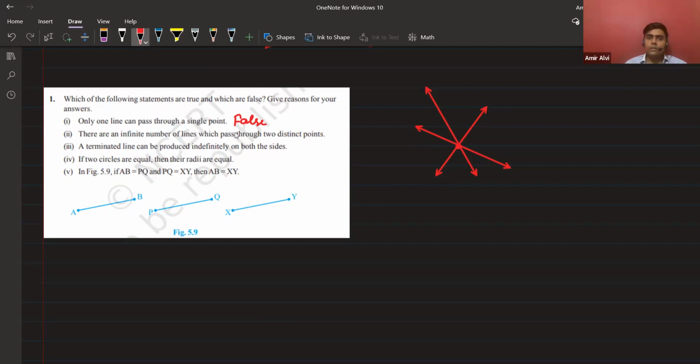Now tell me this: there are infinite lines, an infinite number of lines which pass through two distinct points. Is it false or true? False. Very good. Which axiom is applicable basically? Axiom 5.1.